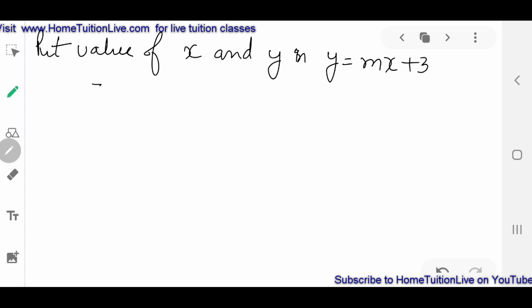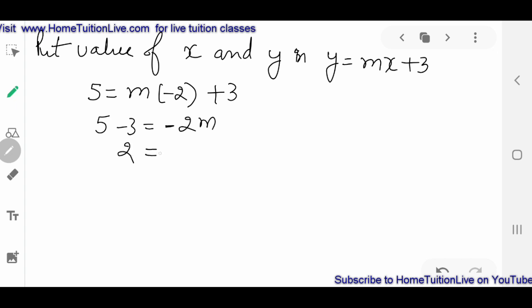Y is 5, x is minus 2, plus 3. 5 minus 3 equals to minus 2m. This is 2 is equal to minus 2m. So m is equal to minus 1. That we have to find.